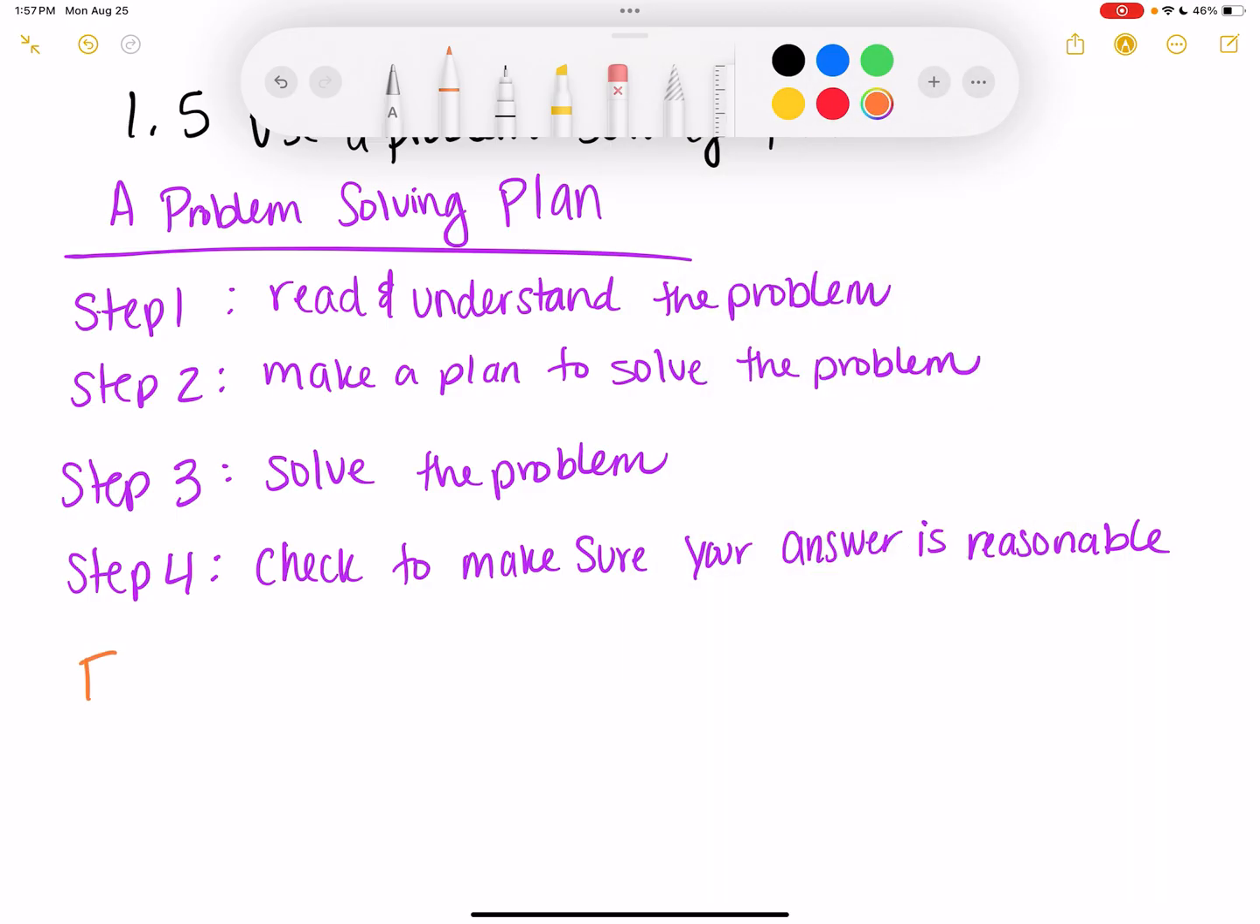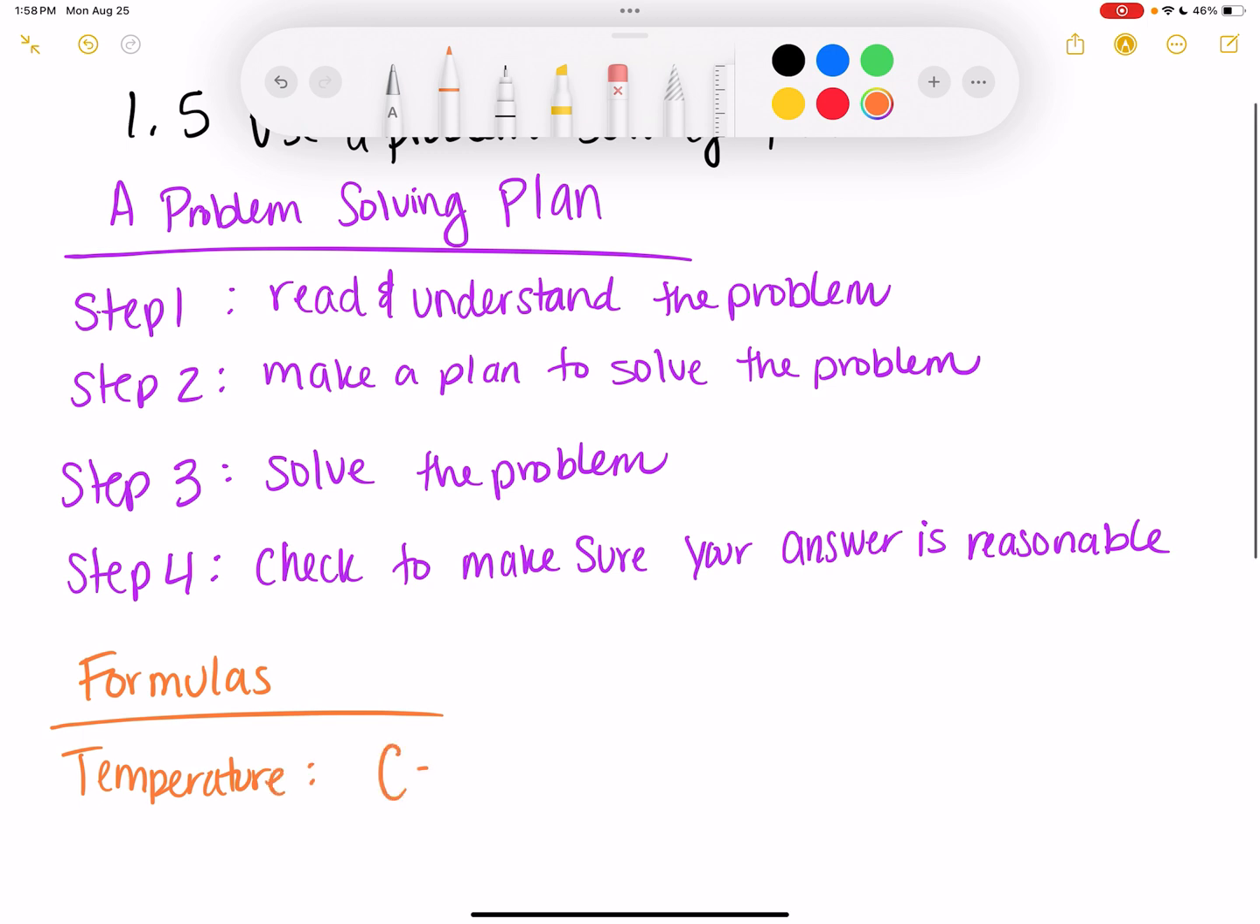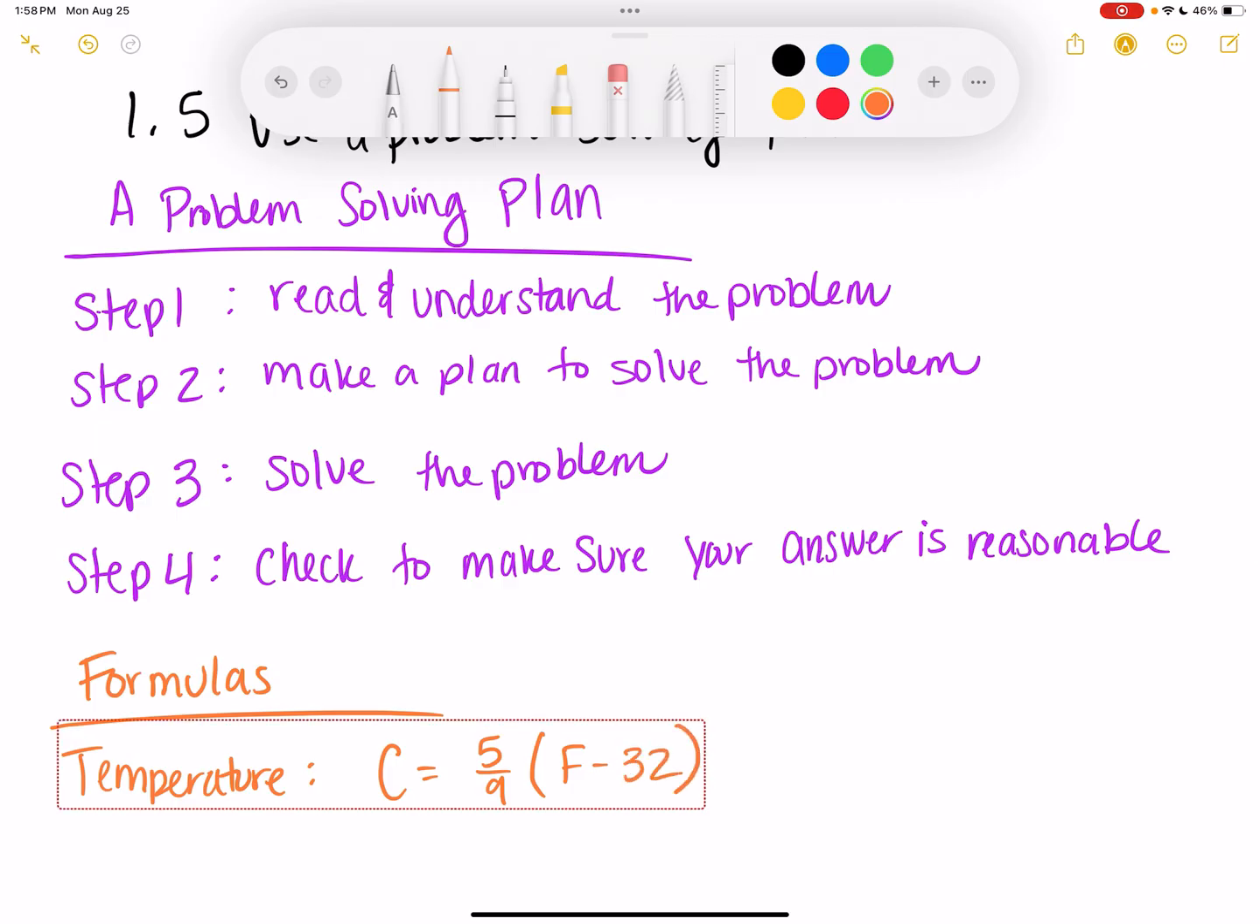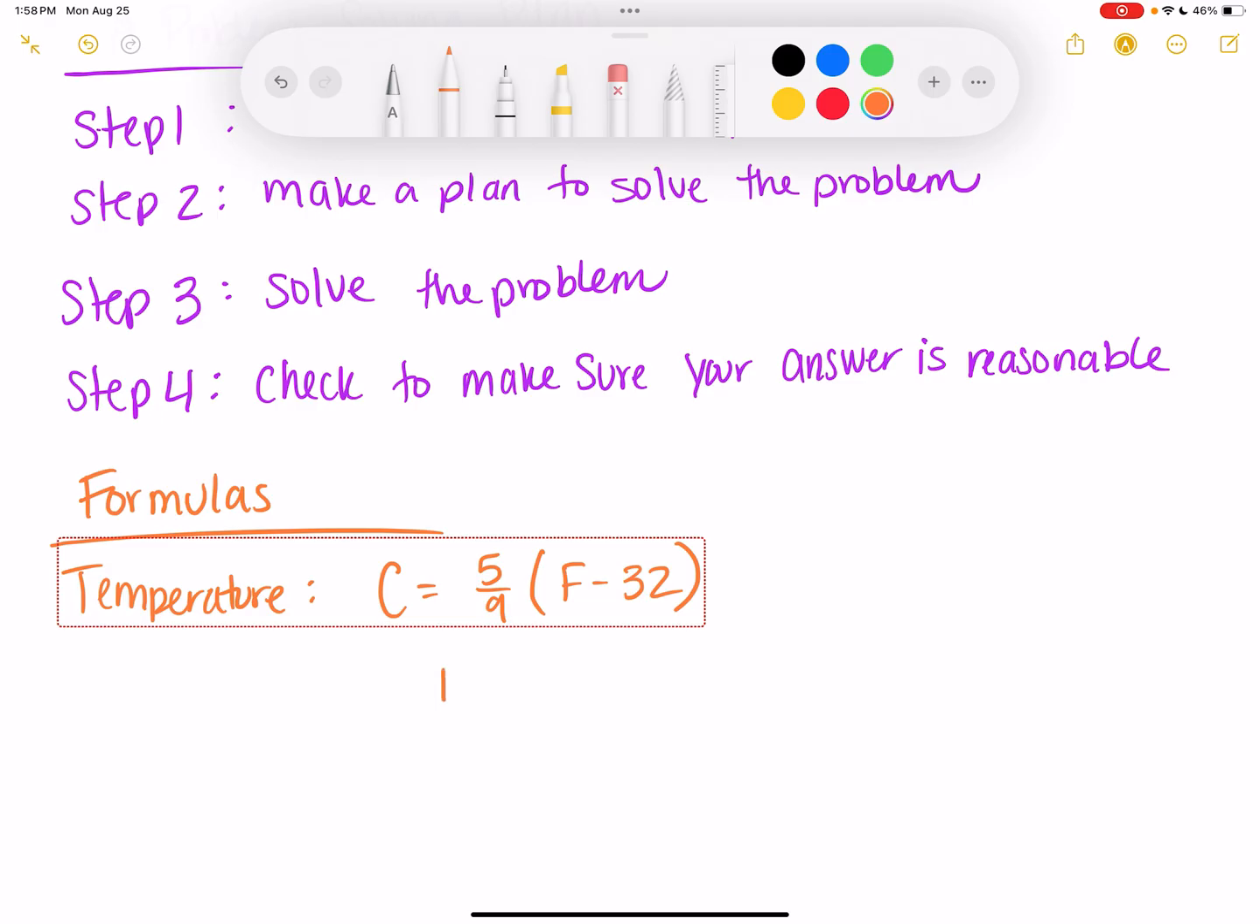All right, some formulas that we need to know as far as doing these types of problems. Temperature. C equals 5/9 times F minus 32. Look, you got your fraction. Yay! Where F is degrees Fahrenheit, and I always spell this word wrong, so just give me a second. Fahrenheit.